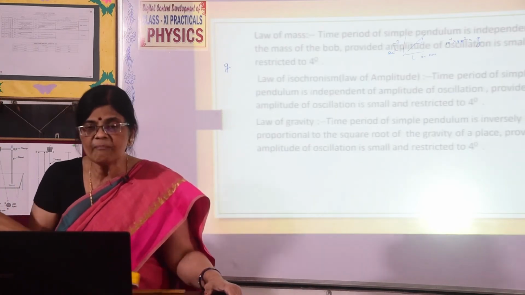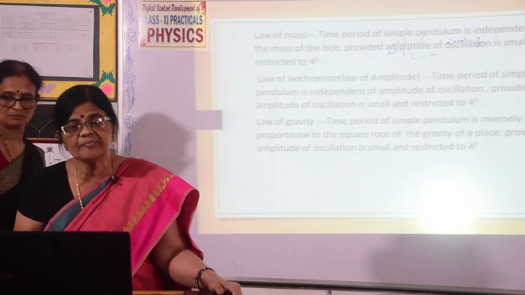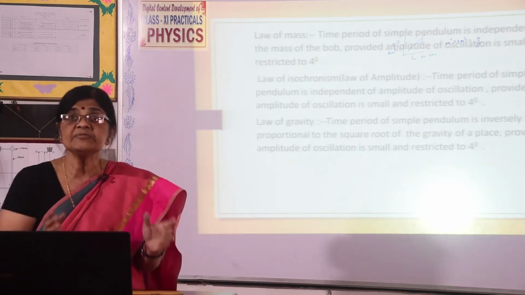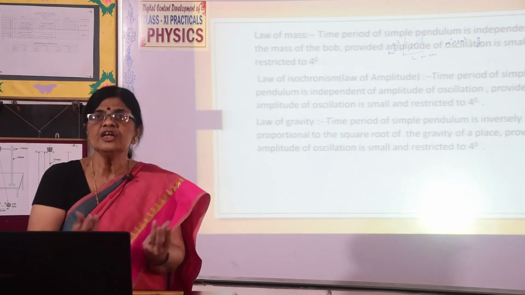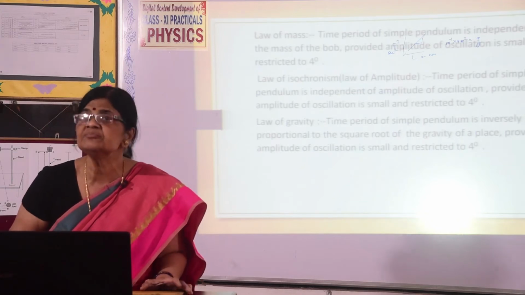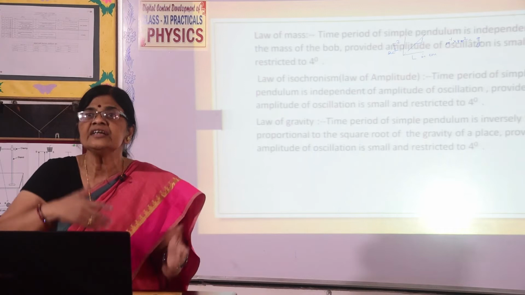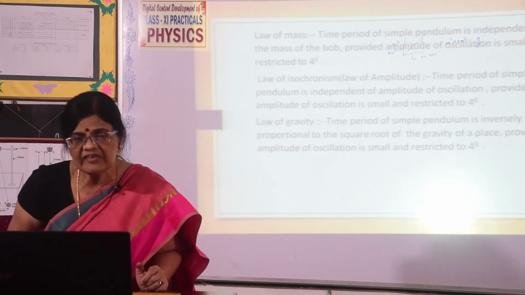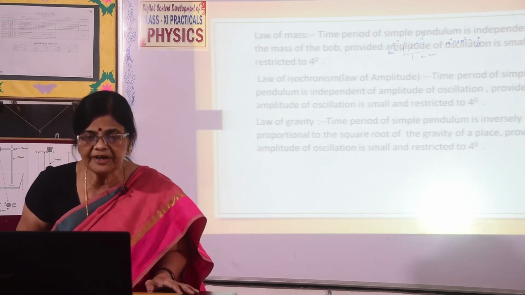What is the law of mass? The time period of the simple pendulum is independent of the mass of the bob, provided the amplitude of oscillation is small, restricted to 4 degrees. That means time period is independent of mass. Suppose you are given a problem where in the end you are given 2 balls. Plot the L-T square graph and find out g. That means g should come nearly correct, because whatever may be the L, correspondingly you will get T square. Delta L by delta T square, the inverse of the slope, multiplied by 4 pi square will give you the value of g. So the law of mass means time period is independent of mass.